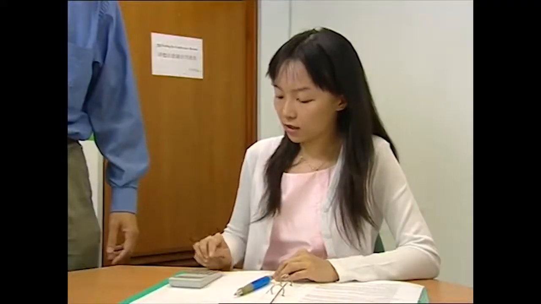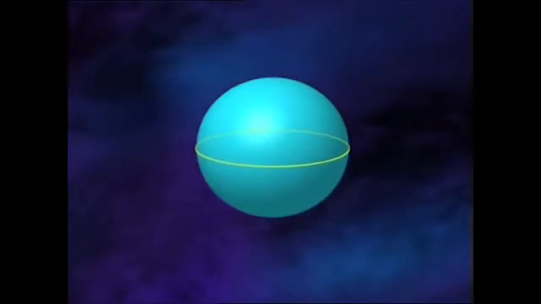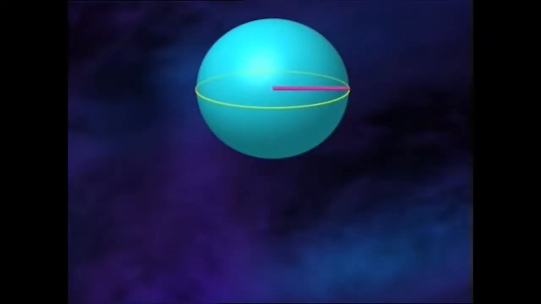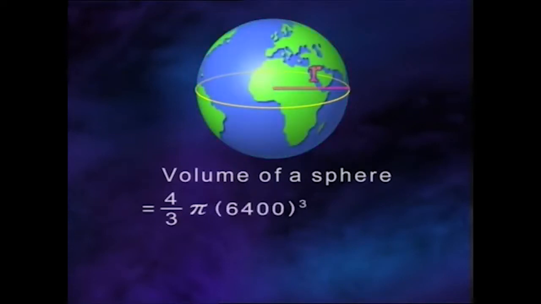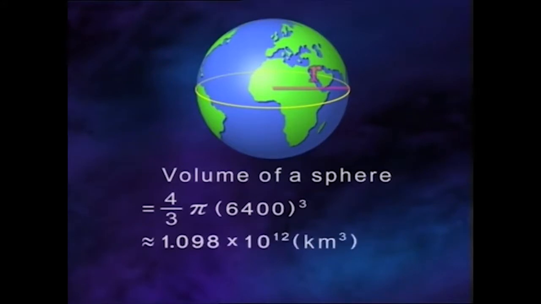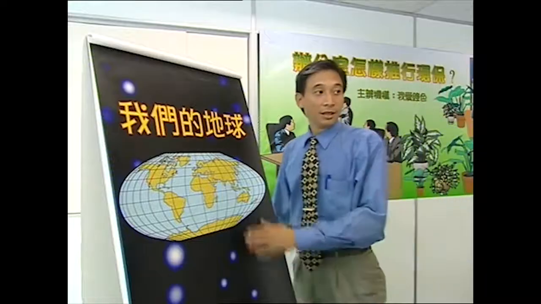Sure. Let me see now. If we take a sphere, this length is its radius, r. The volume formula for a sphere is 4 over 3 times pi r cubed. If we substitute the radius of the Earth, 6,400 kilometers, into the formula, we arrive at a volume for the Earth, which equals approximately 1.098 times 10 to the power of 12 cubic kilometers. That's correct.